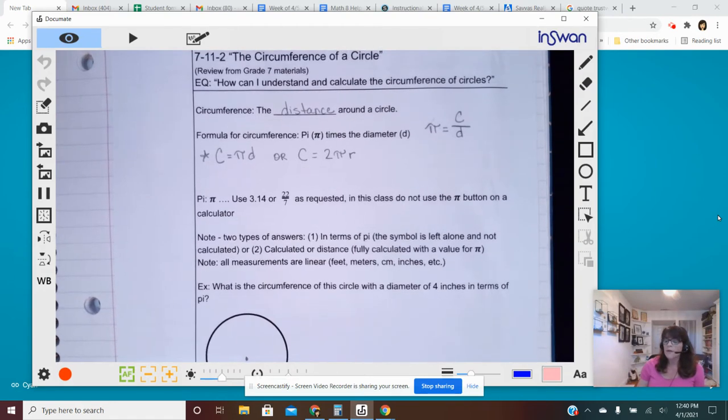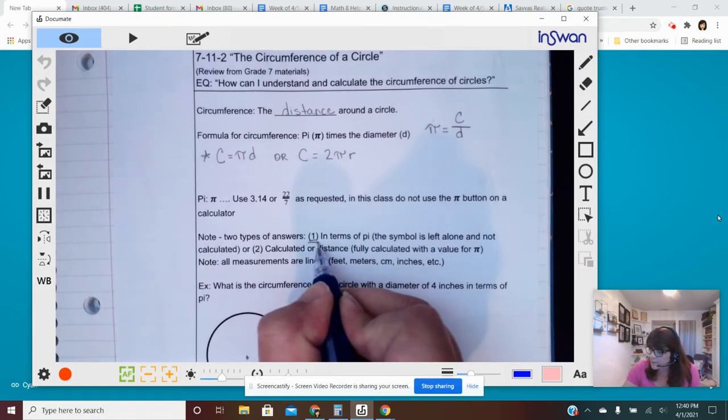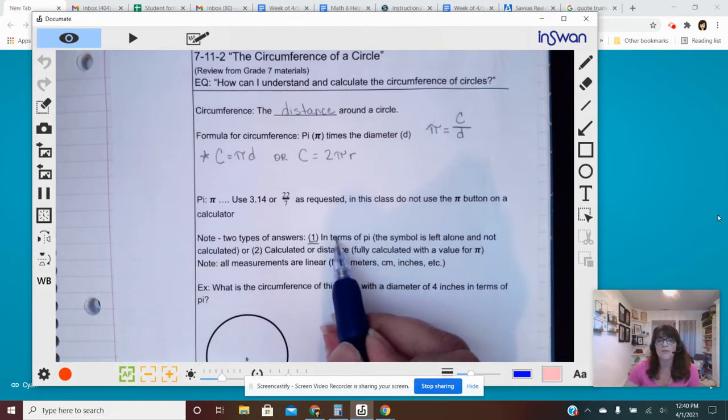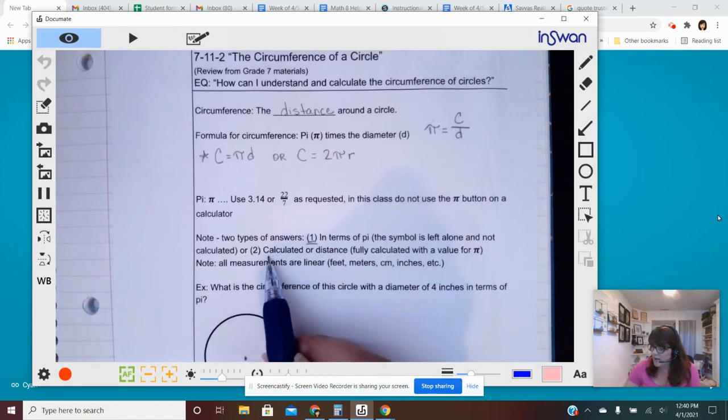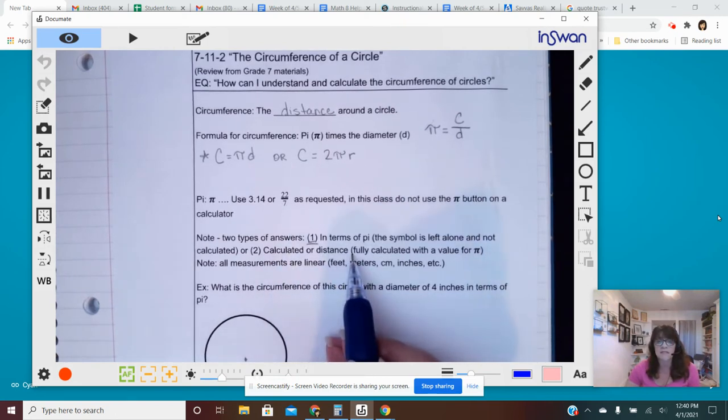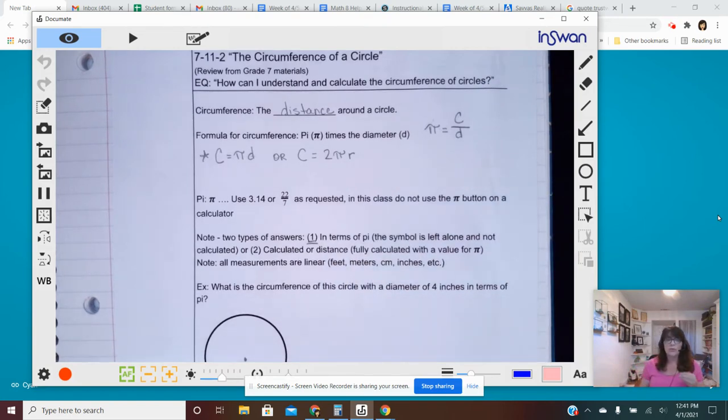Now, there are two types of answers that we're going to have. One type is quote unquote in terms of pi. The other is calculated, or it might say, what is the distance? Okay. And I'm going to show you both. In terms of pi is so easy, and it makes for really good comparisons. We'll see later. But sometimes that's not enough information. I want to know the whole value.